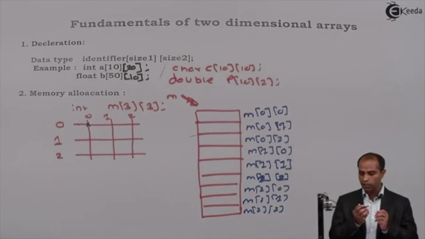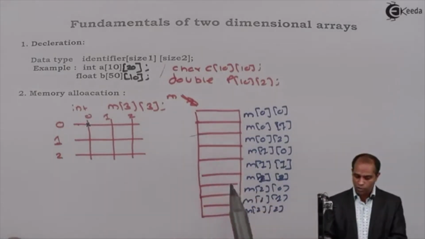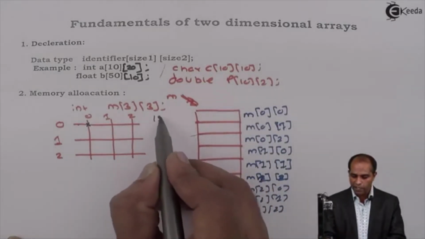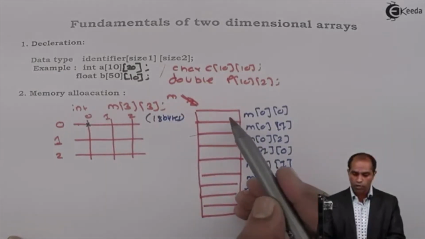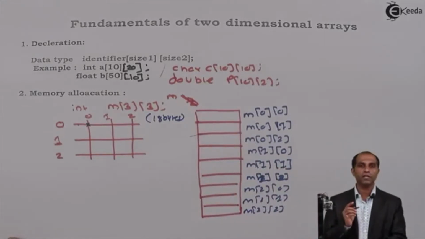Based on this, we can conclude that each location can store one integer value. It means that I can store 9 integer values. So the total memory consumed by m is 18 bytes. How is this 18 bytes? Check this. Each location is 2 bytes, and 9 locations are there. So 9 into 2 is 18 bytes.